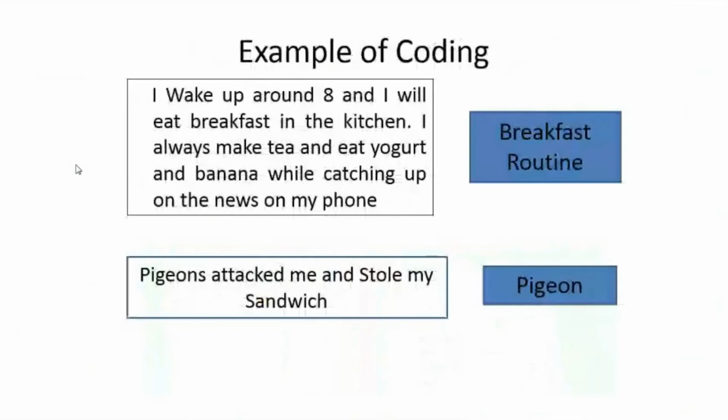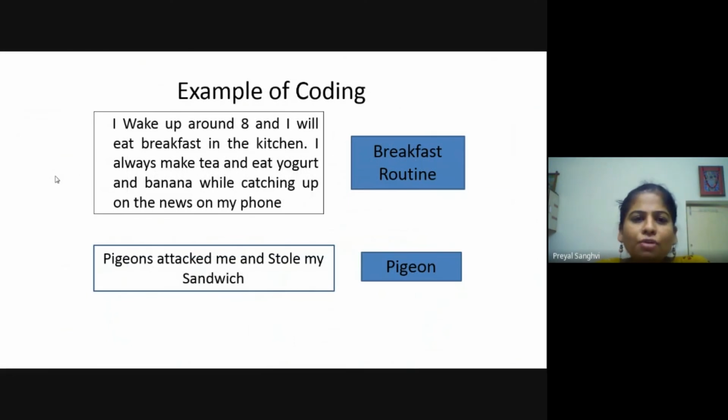Next, we are going to discuss an example of coding. Here there is one paragraph. I wake up around 8 and I will eat breakfast in the kitchen. I always make tea and eat yogurt and banana while catching up on the news on my phone. So how are we going to code this paragraph? Basically, this paragraph is explaining the breakfast routine, right? So here we are going to code this paragraph as breakfast routine.